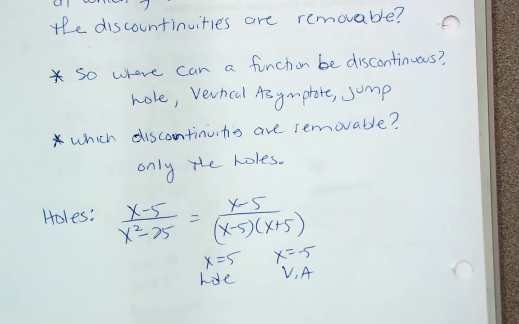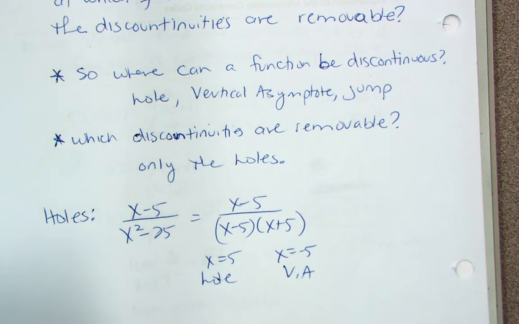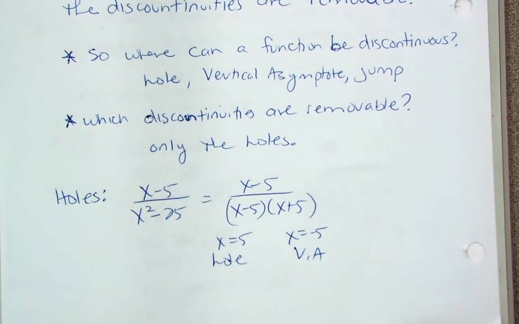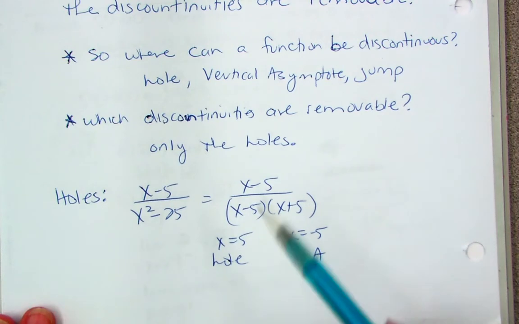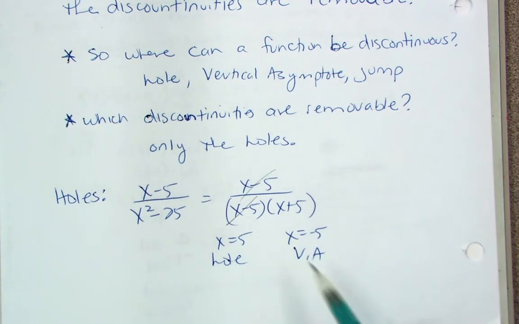So, an example, I'm going to pick on that problem again. The function x minus 5 all over x squared minus 25: x equals 5 is a hole. Why? Because I can cancel out that factor. And x equals negative 5 is a vertical asymptote. So again, this is removable. This is not removable.